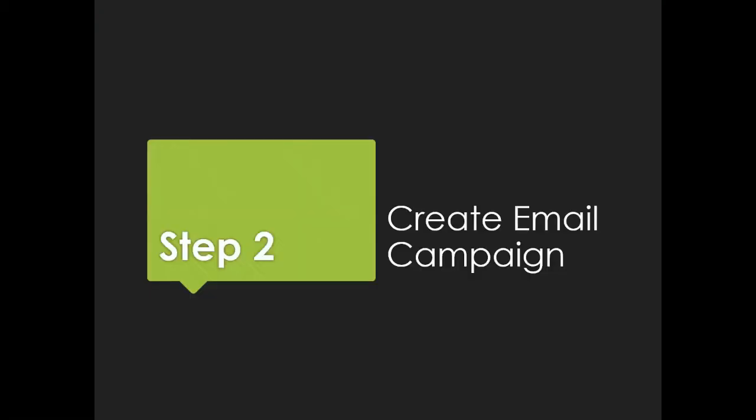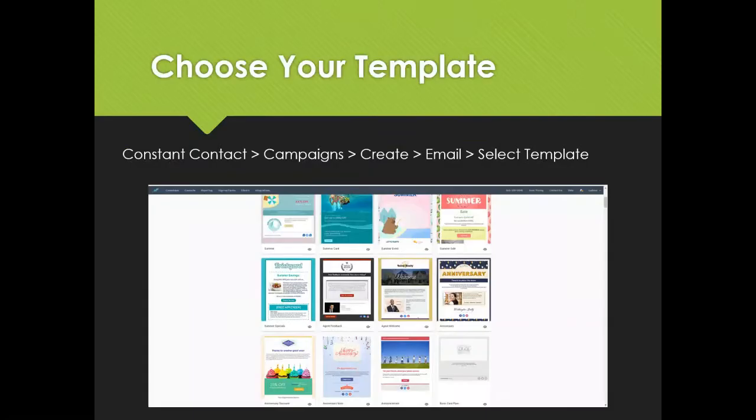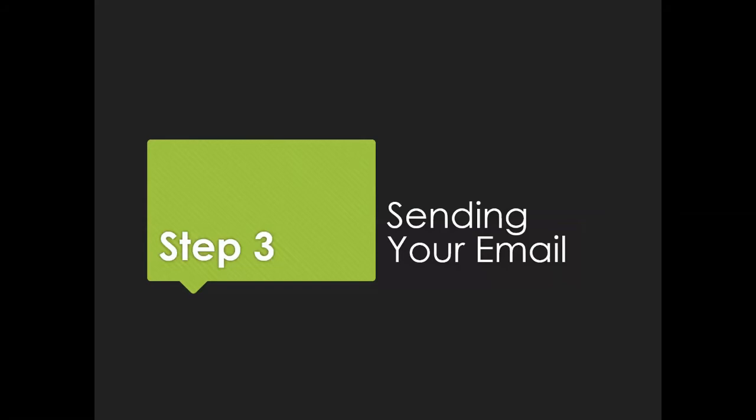Step number 2, let's create an email campaign. In Constant Contact, they have a lot of really fantastic templates that you can choose from. You can either pick a template and just copy the same one every time and update some of the information, or if you want something that's seasonal, there are wonderful options in Constant Contact. You just log in, select campaigns, create, email, select your template. Super easy.